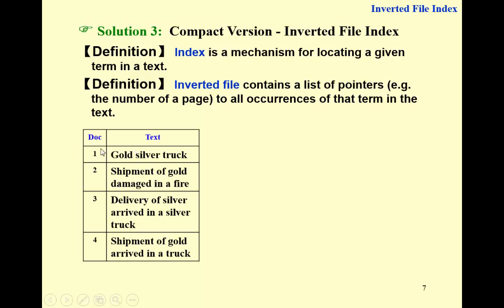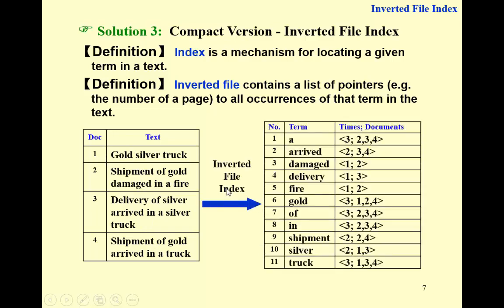Okay. So this is a list of files or documents. The inverted file index looks like this. First of all, we have a list of all the terms. And for each term, we maintain a linked list. For example, for this term A, we know that it appeared 3 times. Okay, and it's in the documents number 2, 3, and 4. So A is not in document 1, but in document 2, 3, and 4.